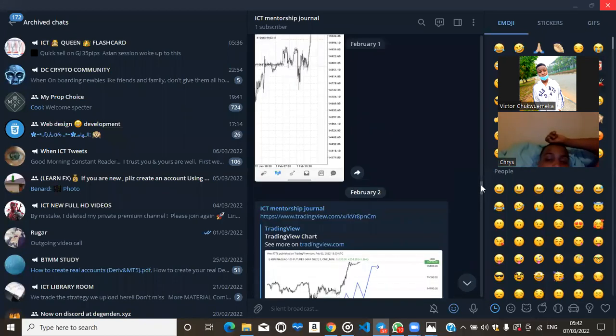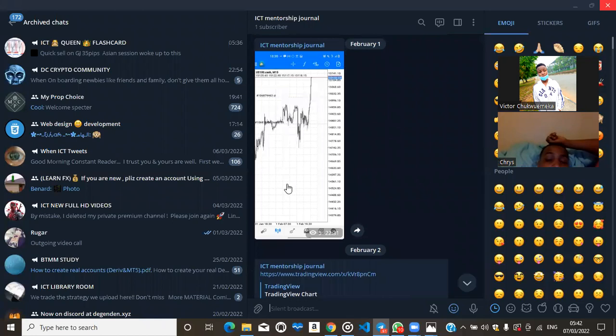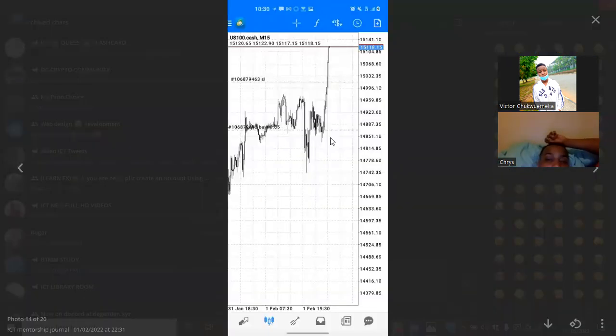And what else? Let's see what I've been looking at. Okay, this was my entry, that trade I showed you just now. What made me take this entry is the shift in price, and I hunt for fair value gaps on the 5 minute time frame, and I got my entry here.